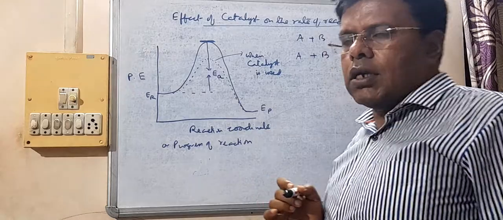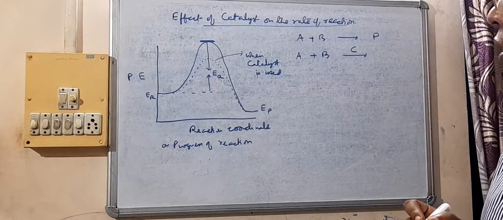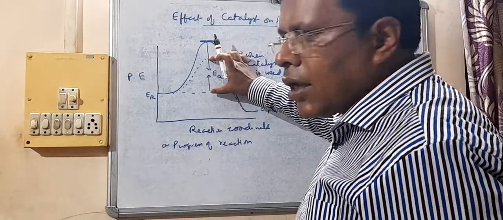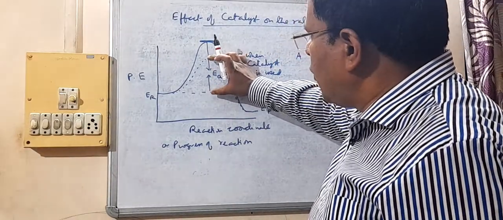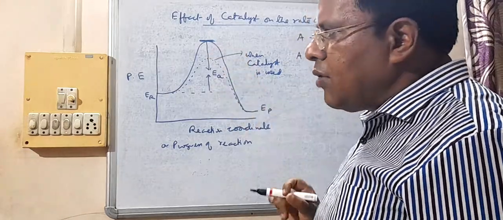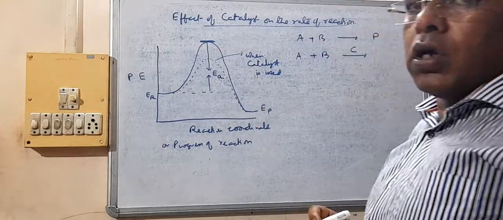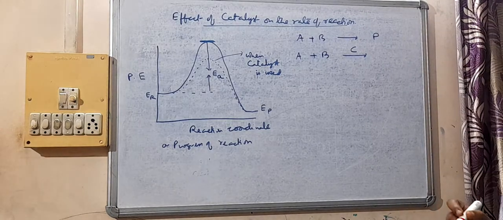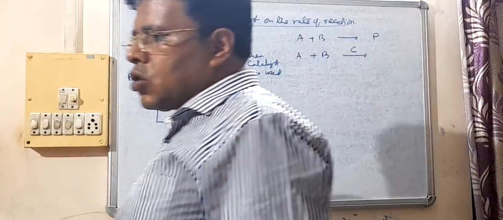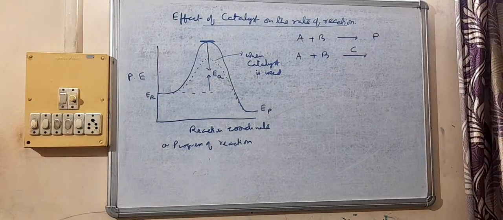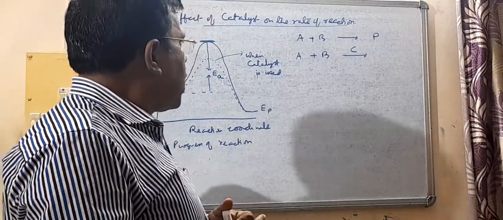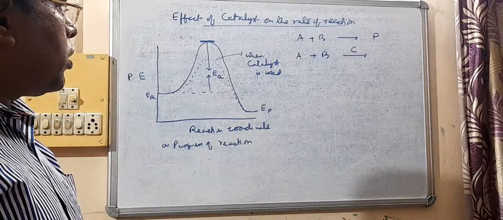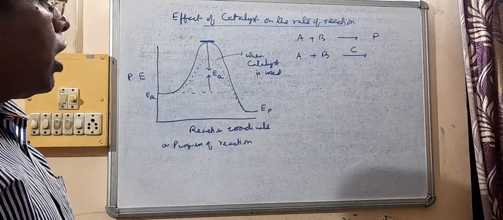So the net effect is that when we use catalyst, there is a decrease in the activation energy, and it has been said, when activation energy is less, the rate of the reaction increases. So we can say that a catalyst provides an alternative path for a reaction to take place with lesser activation energy.